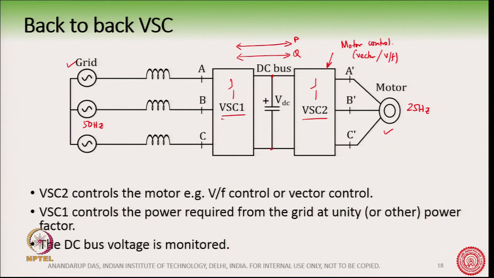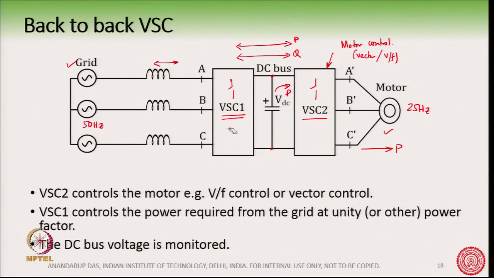VSC 1 exchanges P and Q with the grid. And how does it know how much P or Q I need to inject? Remember, the motor is absorbing P. So, what will happen if I look at the DC bus, suppose I do not have VSC 1 and I take power into the motor with the help of VSC 2? This capacitor will give the power and the capacitor will lose its energy. So, the DC bus voltage of the capacitor will fall.